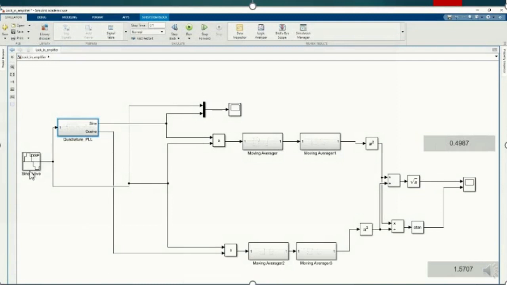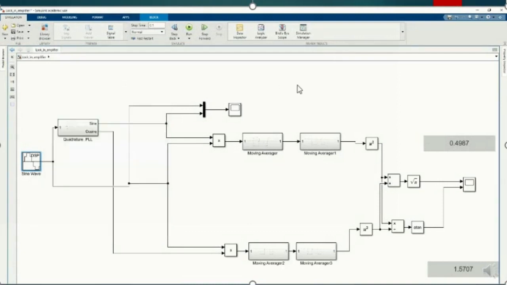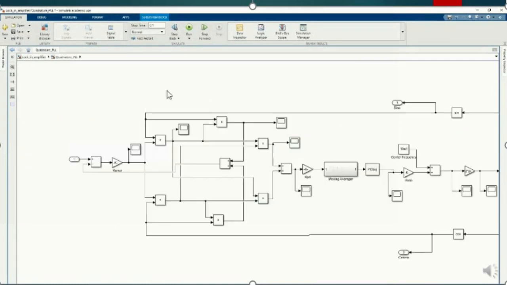In the first case, we are using the input signal as a sine wave of frequency 9.5 kilohertz. The heart of our system is the quadrature phase locked loop. Inside that, we have the quadrature PLL, which uses the concept of negative feedback for getting the error signal. Then we are using a moving averager as a loop filter. The PI control is used for fine tuning of the PLL, and the VCO is also realized.